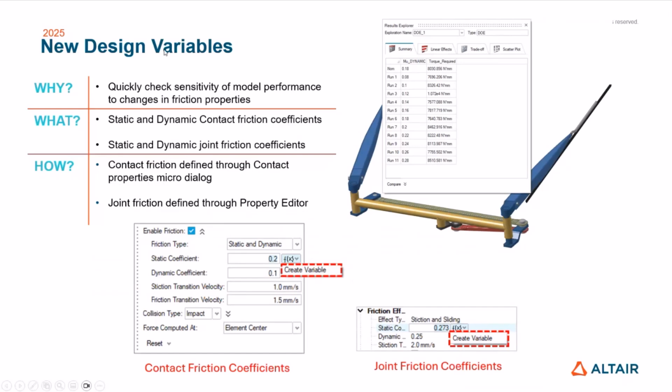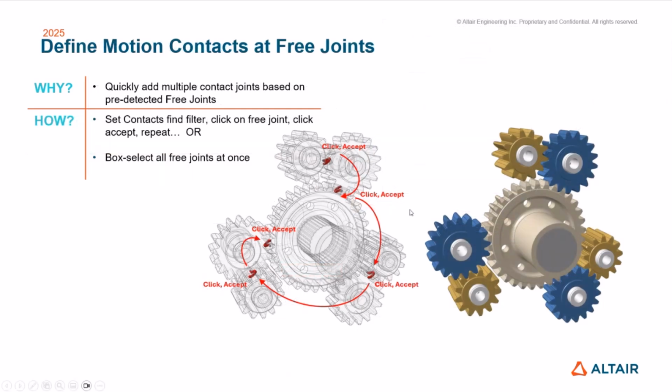In addition to the design exploration that I mentioned for 24.1, we now have new design variables coming in 2025 for static and dynamic contact friction coefficients and static and dynamic joint friction coefficients as well. So we're expanding the capability and the variables here for the different things that we can parameterize through the design exploration.